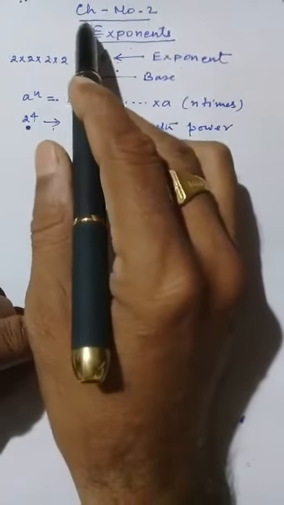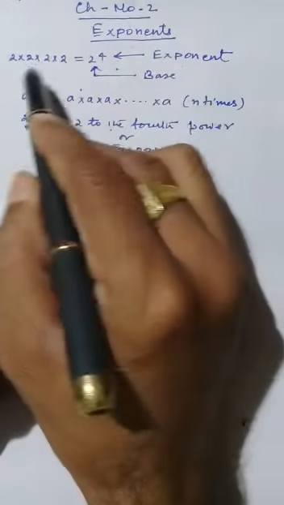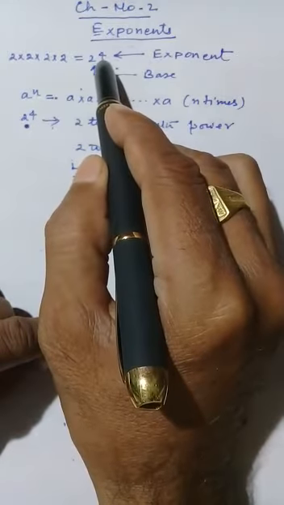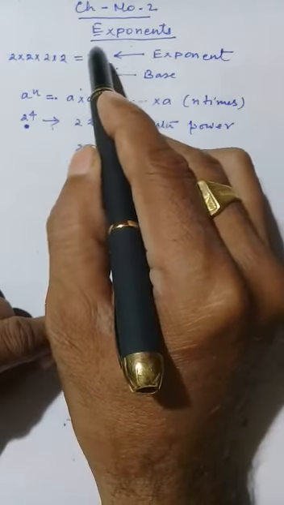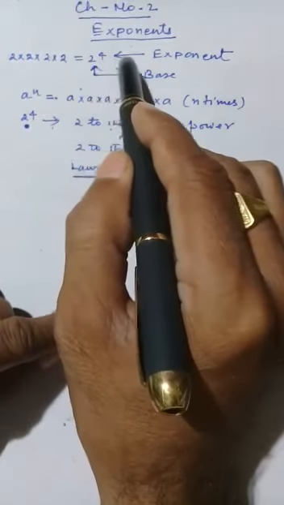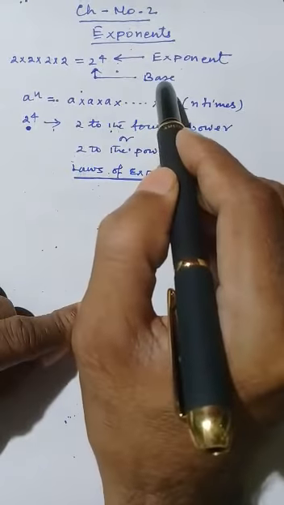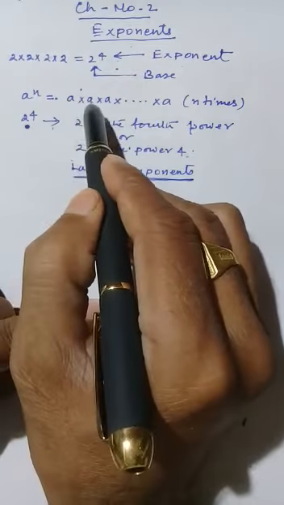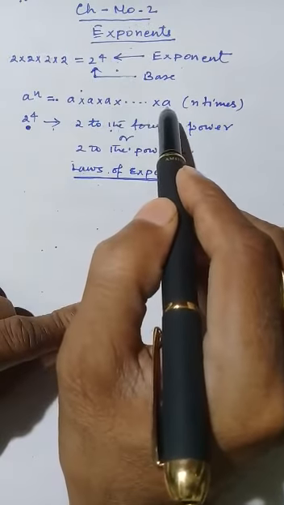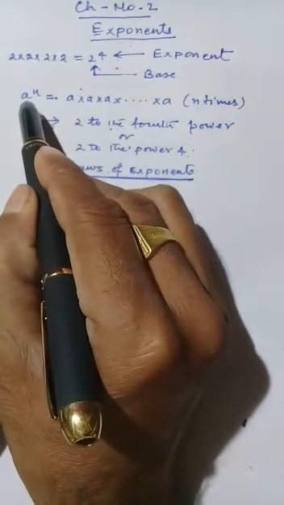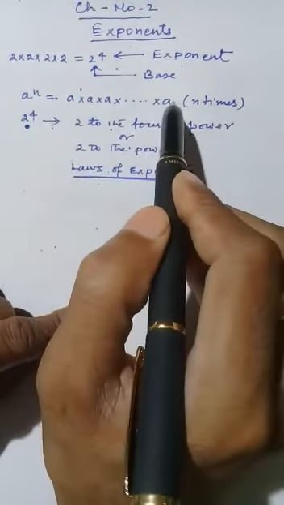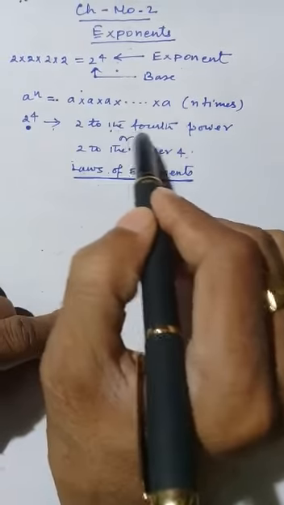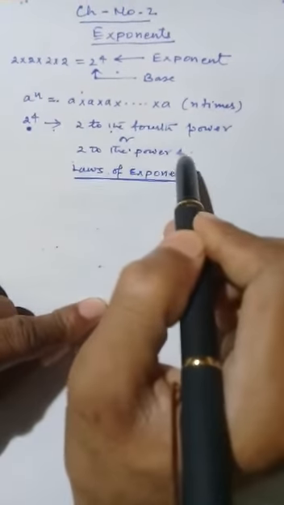Students, today I am going to explain chapter number 2, exponents. 2 into 2 into 2 into 2 is equal to 2 to the power 4. This is in an exponential form where 4 is called the exponent and 2 is called the base. Again, a to the power n is equal to a into a into a into dot dot dot into a. It means here a is multiplied n times. This exponent can be read as 2 to the fourth power or 2 to the power 4.